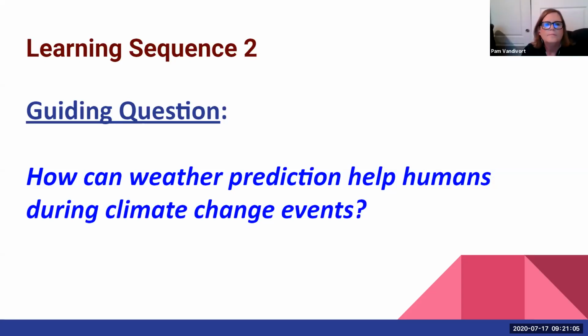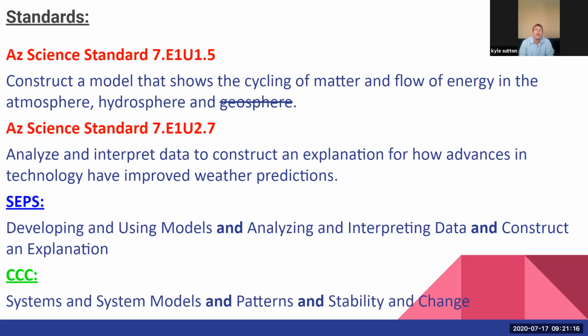Kyle? Yep. So for learning sequence 2, again, kind of beginning off, the guiding question is, how can weather prediction help humans during climate change events? And then the standards we get to, there's 2 main standards that we're really addressing, and 3 main SEPs, and then 3 Common Cores. Again, we're not getting to the geosphere yet. We are still just focusing on weather. That's coming in the next sequence.